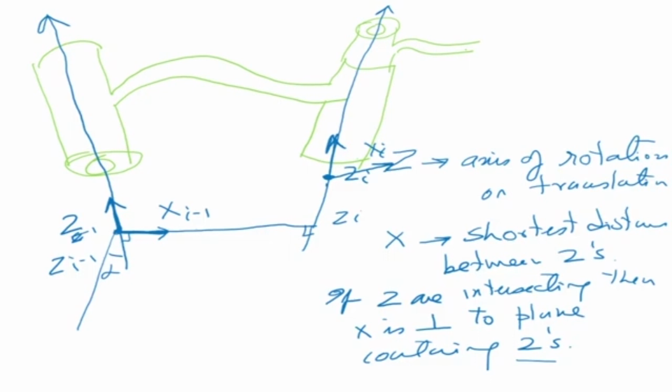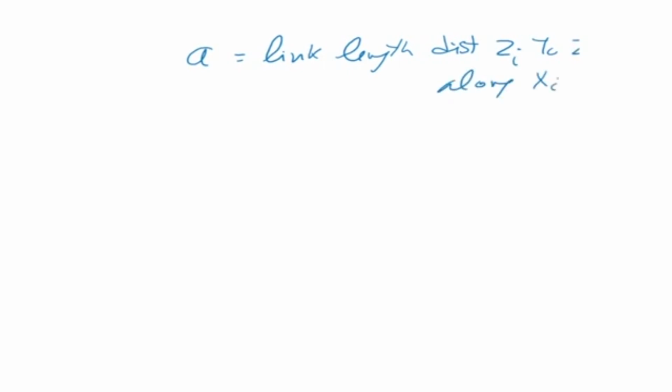Now what are the other two parameters? We define our parameters now: A, alpha, d and theta. A is the link length. This is the distance from zi minus 1 to zi along xi. So ai is the link length, which is the distance from the zi minus 1 axis to the zi axis along xi.